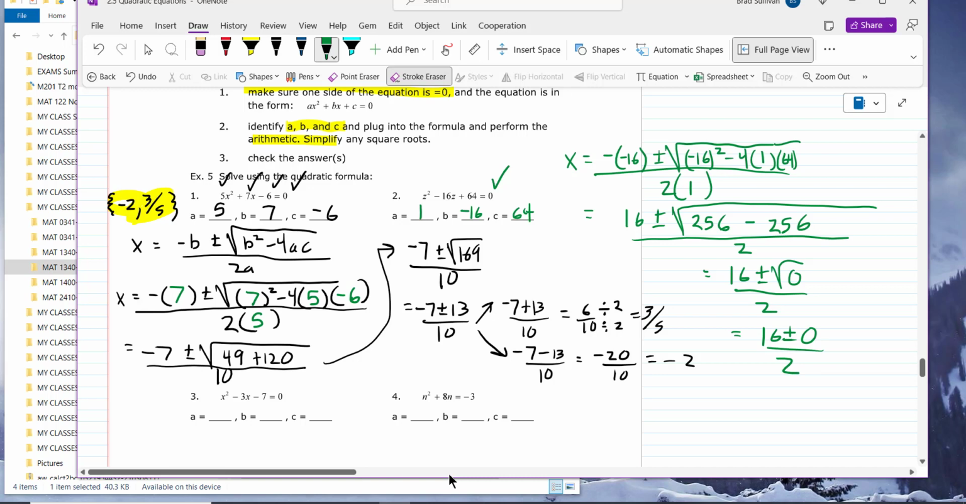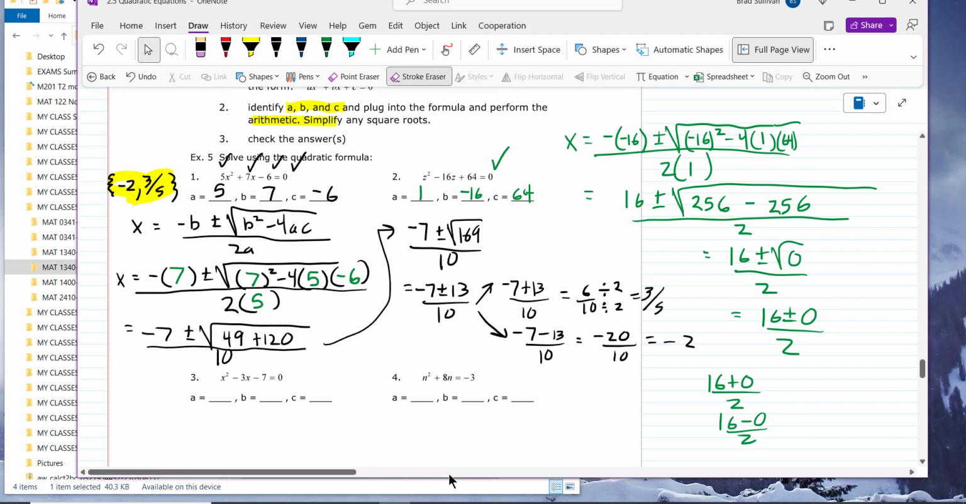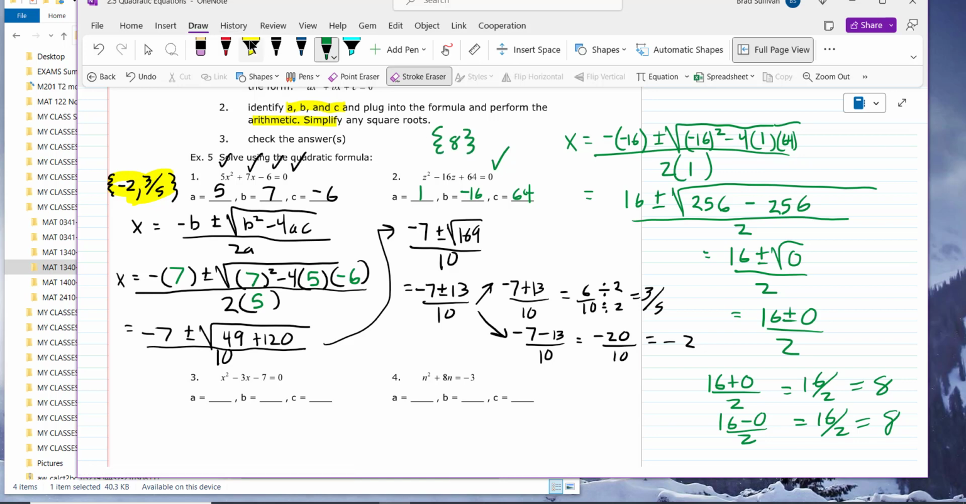Get both answers. Now what happens in this case is if you do 16 plus 0 over 2, and then if you do 16 minus 0 over 2, you're going to get the same answer both times, aren't you? So you'll end up getting 16 over 2 is 8. And then if you do it this way, you're going to get the same answer twice. So the quadratic formula always gives you two answers, but sometimes it's going to be the same answer twice. So all you'd have to do on this one is just write your answer with that one answer. Okay, that's how that goes.